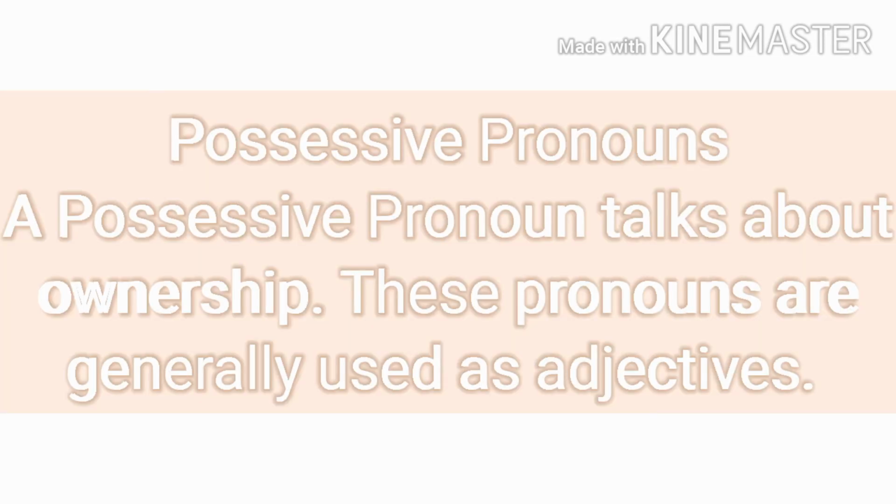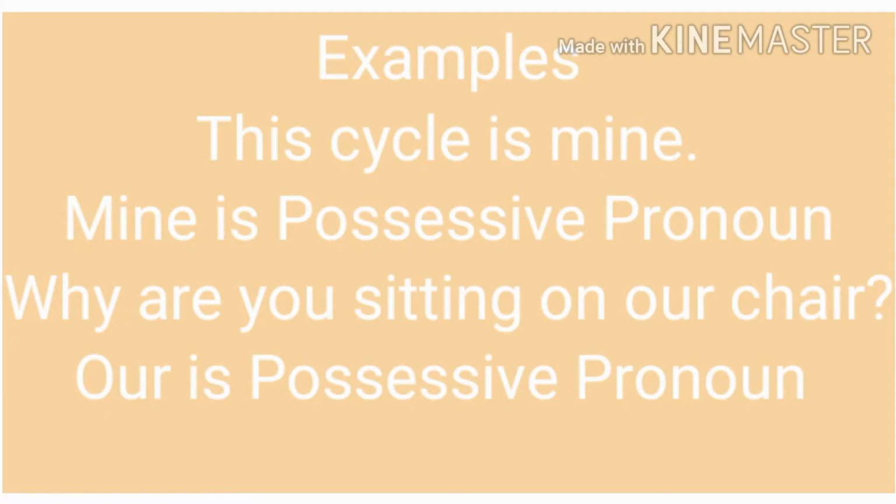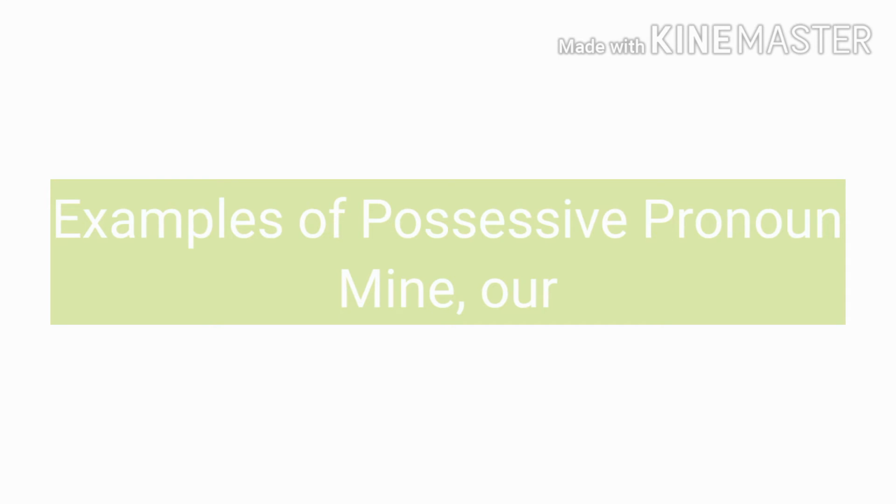Next is possessive pronouns. A possessive pronoun talks about ownership. These pronouns are generally used as adjectives. Let's read some examples. This cycle is mine. Mine is a possessive pronoun because it shows ownership. Why are you sitting on our chair? Our is a possessive pronoun. Here, our shows the ownership of the chair. So here we have read two examples of possessive pronouns: mine and our.